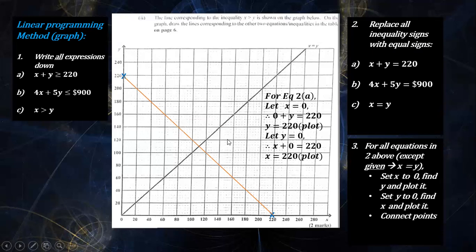Now we're going to do the same thing for part B. Let X equal 0. Then for equation 2b, if X is 0, then 4 times 0 will give me 0. 0 plus 5Y will give me 900. Hence, Y is equal to 900 over 5, which is 180. So we're going to plot that. When X is 0, Y is equal to 180, which is going to be here.